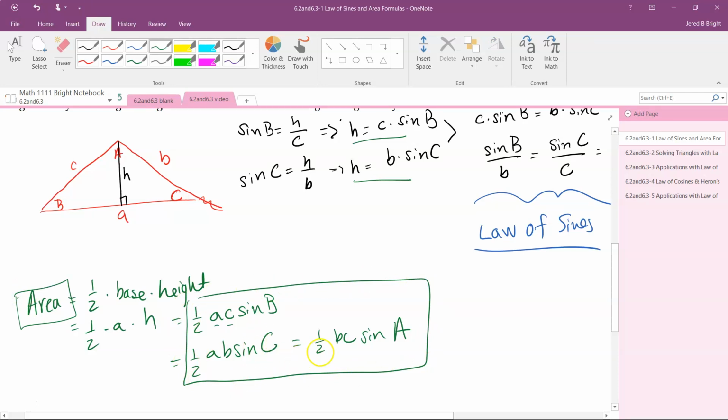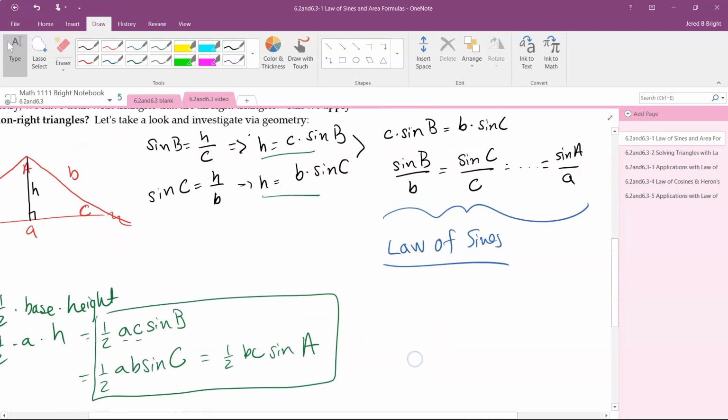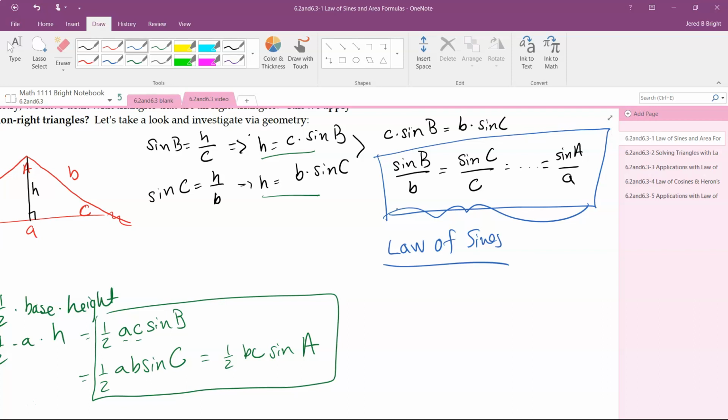This applies to any triangle, not just right triangles. Similarly, the law of sines is a super important theorem, law, property, identity, whatever you want to call it, that will be very useful in our exercises ahead of us. We'll get some practice putting these into action in the next video.